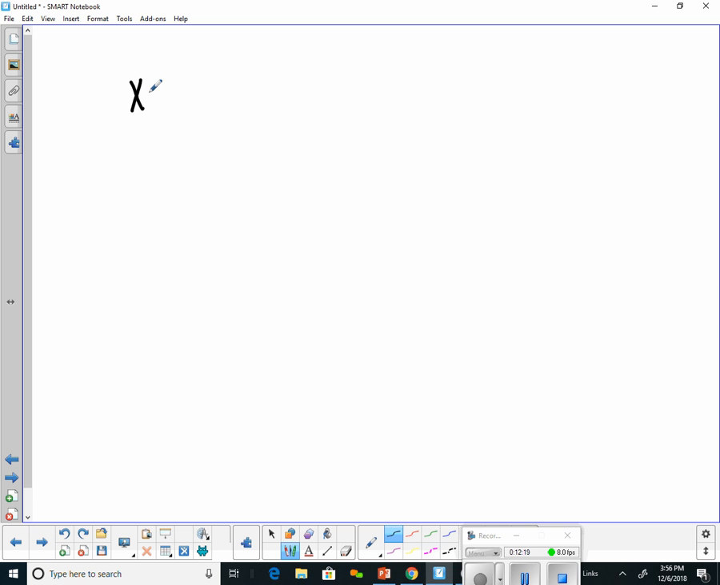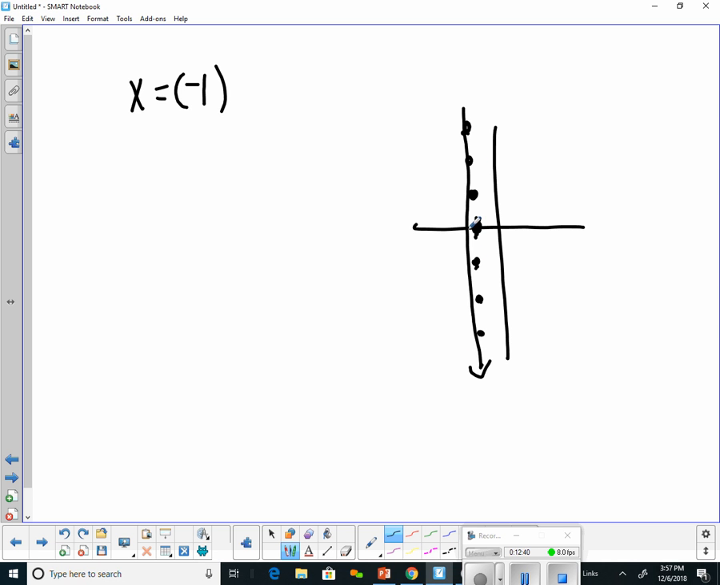Now, if we happen to have x equals a number, let's say x is equal to negative 1 on my coordinate, I'm going to find the negative 1 on the x-axis, which is right here. And no matter what, when negative 1 is your x, your y can vary and be different numbers. And so this time we're going to have a vertical line. So x equals a number is going to be a vertical line.